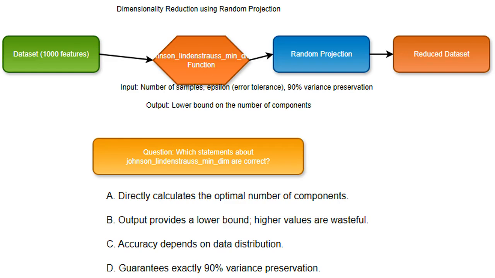The method is probabilistic, meaning there's no absolute guarantee of preserving exactly 90% of the variance. It provides an approximation, and the actual variance preserved may vary.